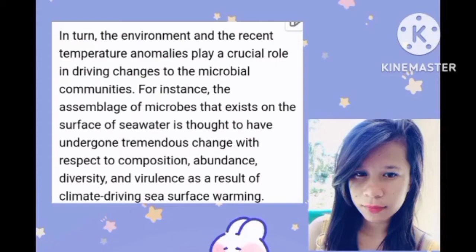For instance, the assemblage of microbes that exists on the surface of seawater is thought to have undergone tremendous change with respect to composition, abundance, diversity, and virulence as a result of climate driving sea surface warming.